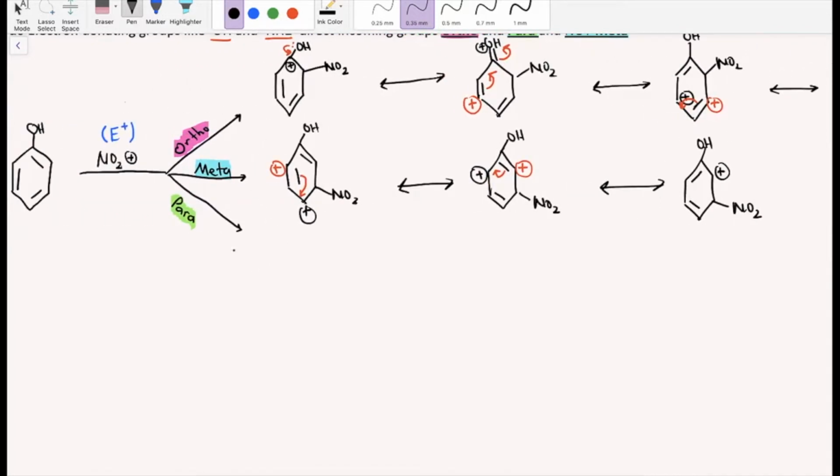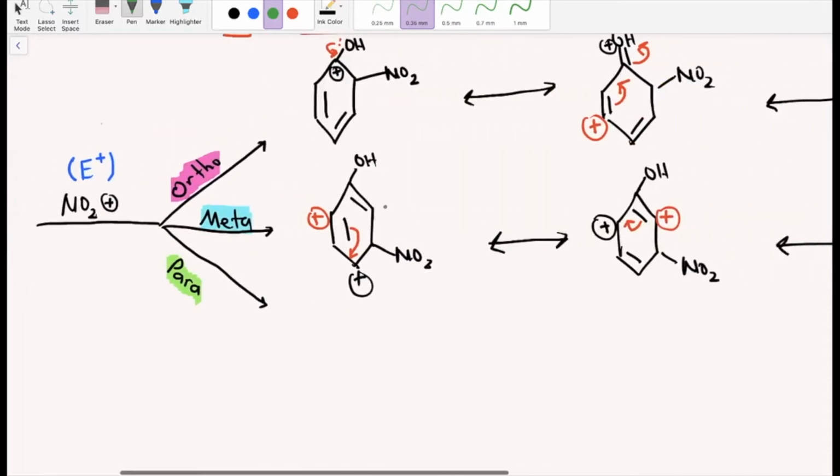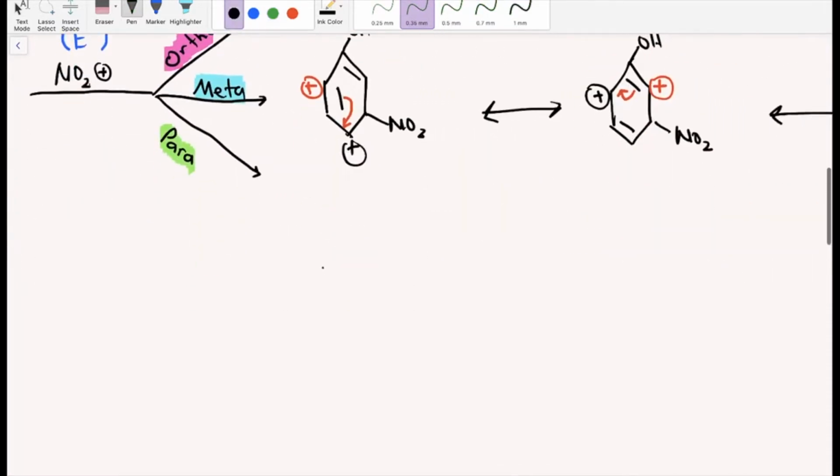Let's draw our para position. So para is going to be if I add in this position right here. And there's only one of those. So if I were to add right there. Okay. So let's go ahead and do that. I'm going to zoom in here a little bit. So let's draw our first one.